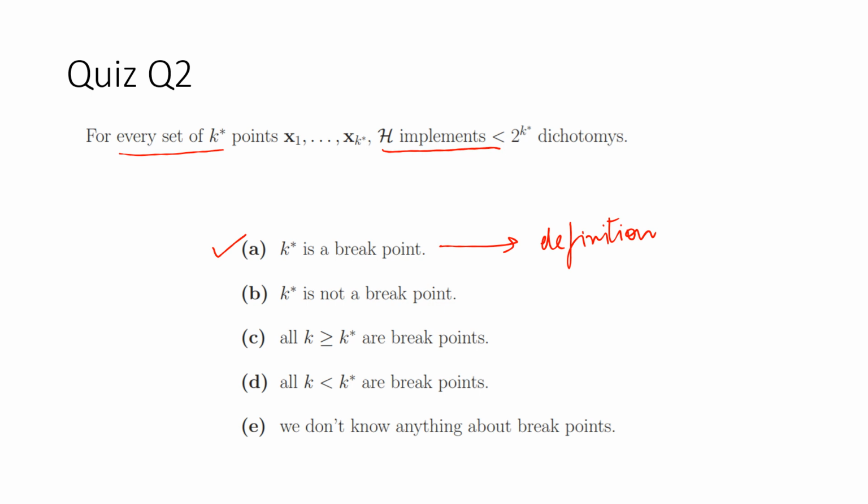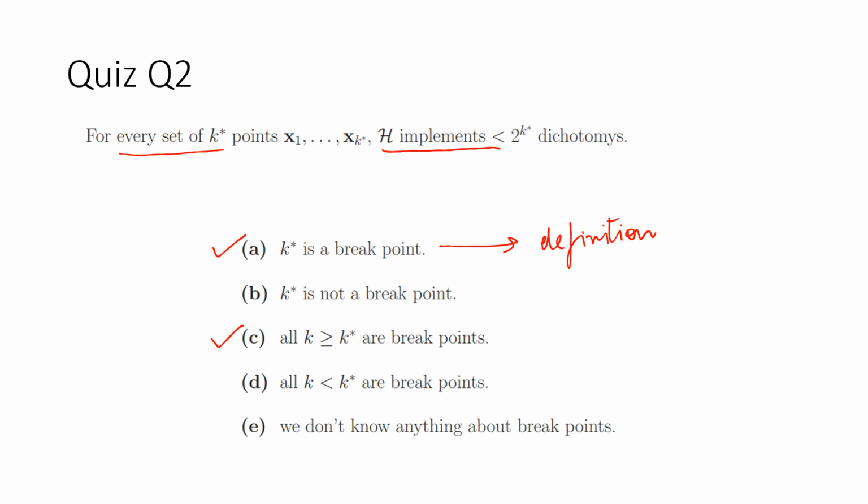C, all K, that means all points that are greater than or equal to K star are breakpoints. Well, this is to a large extent true, because if we cannot shatter K star points, we cannot shatter anything greater than that, right? So I would go with A and C, because this is also true. When you can prove that K star points cannot be shattered, anything greater than that also cannot be shattered. D is the complete opposite, so that's not correct. And E, of course, we know because the definition was correct, so that's not correct.